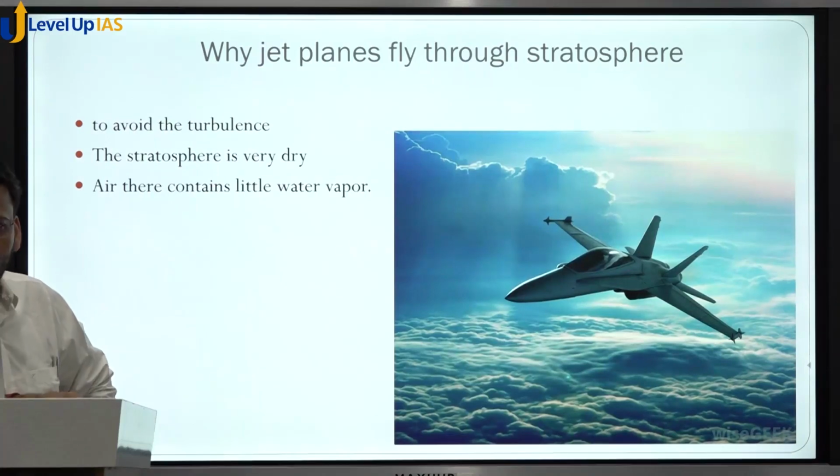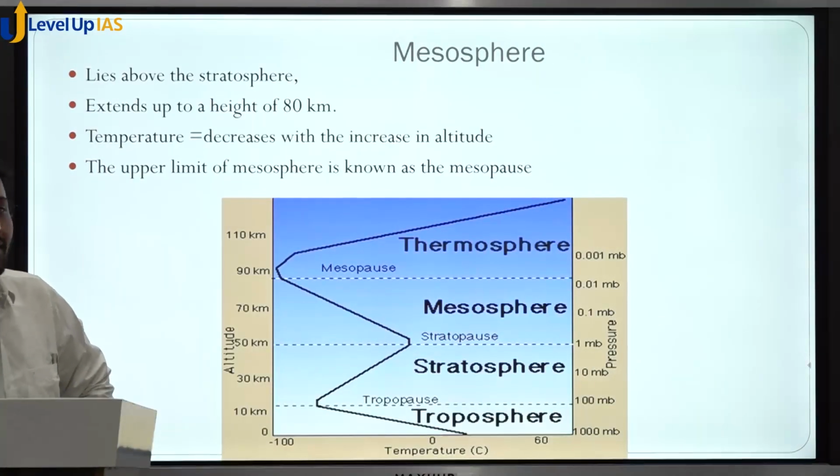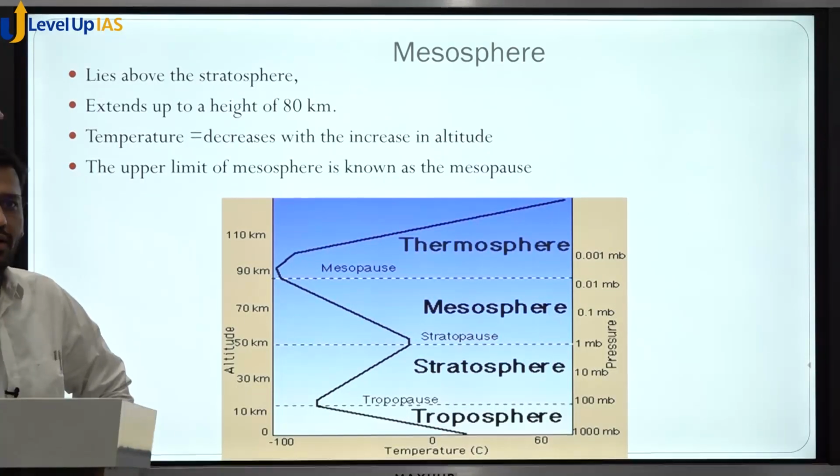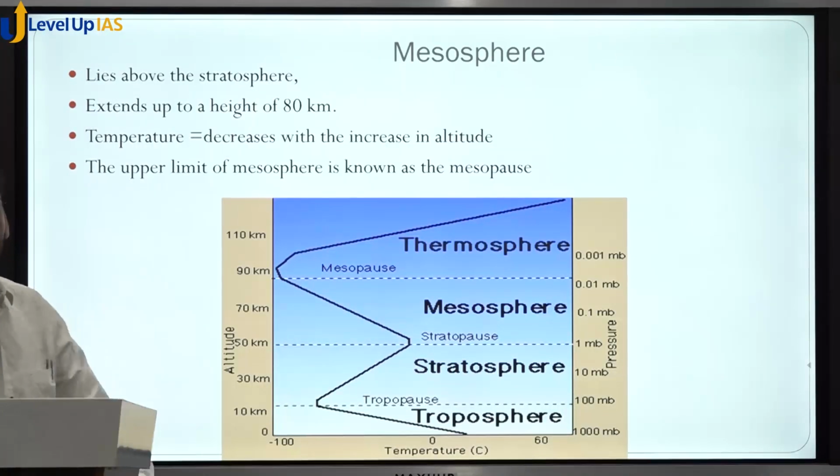Okay. Now next is the mesosphere. After the stratosphere is the mesosphere. In the mesosphere, as you are moving upward, temperature is decreasing. Getting it? So the mesosphere is one of the very important layers. The burning of meteors happens in the mesosphere, that we have seen. Okay. So the mesosphere is very, very important.